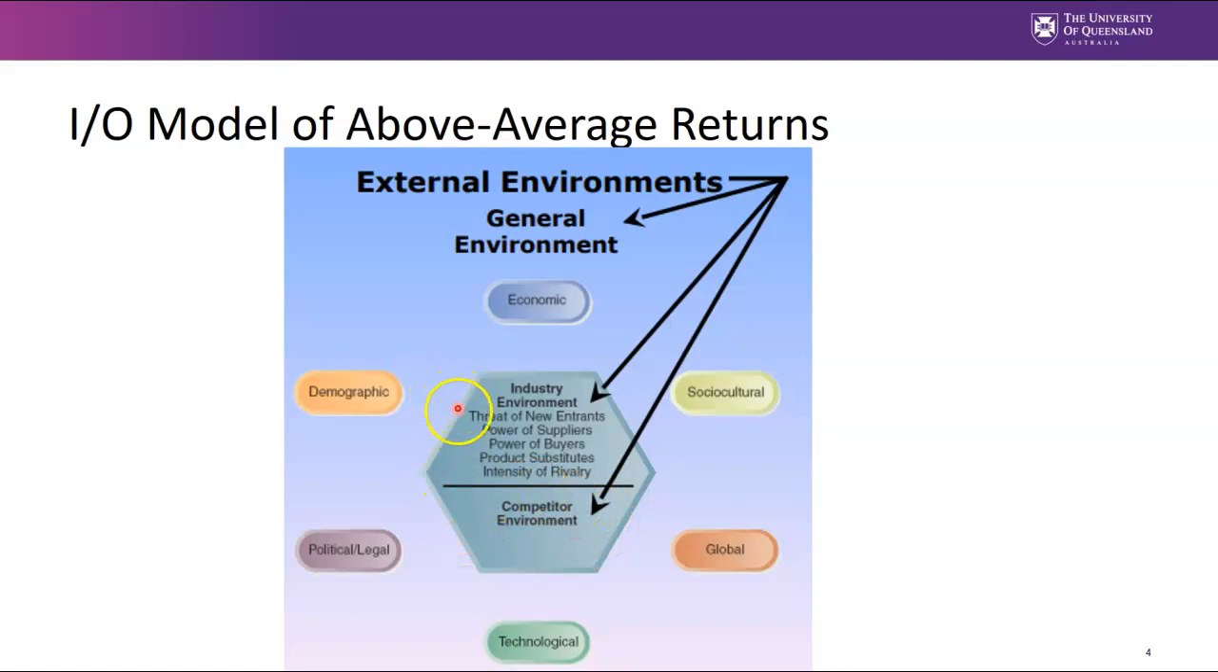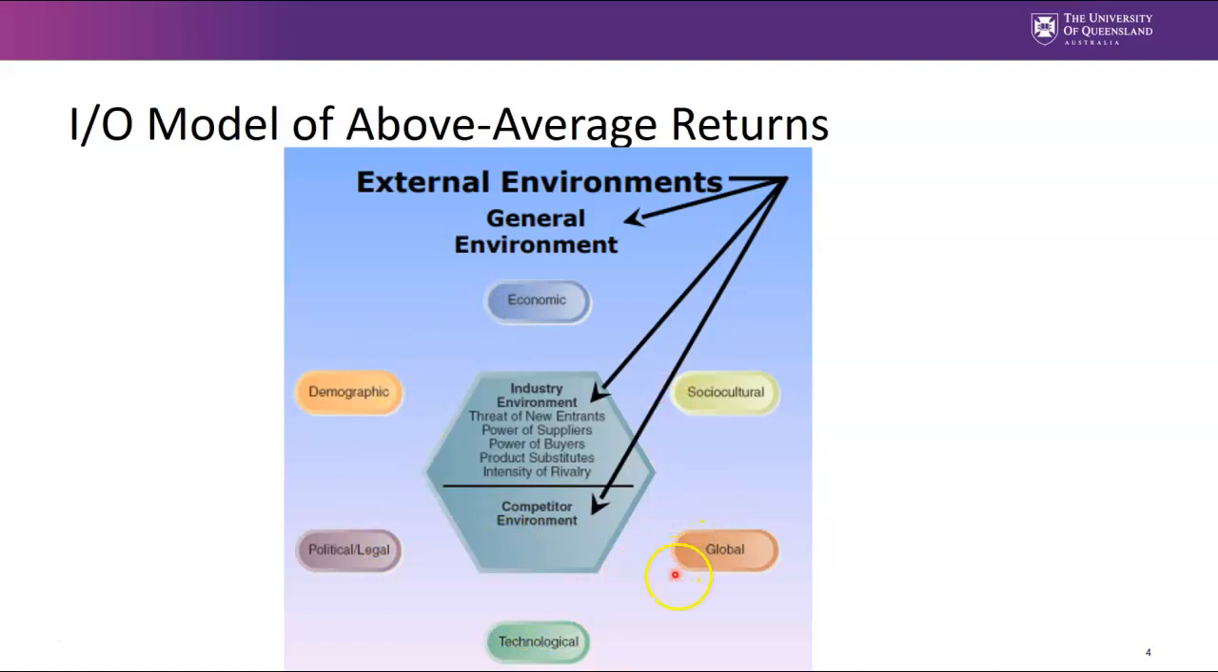So the industry environment, we're talking, of course, about what kind of new entrants could we have? What kind of power do suppliers and buyers have? What kind of product substitutes are possible? And then what kind of rivalry do we have? And then, of course, we also have the competitors as well. And, of course, this is all part of this, okay?